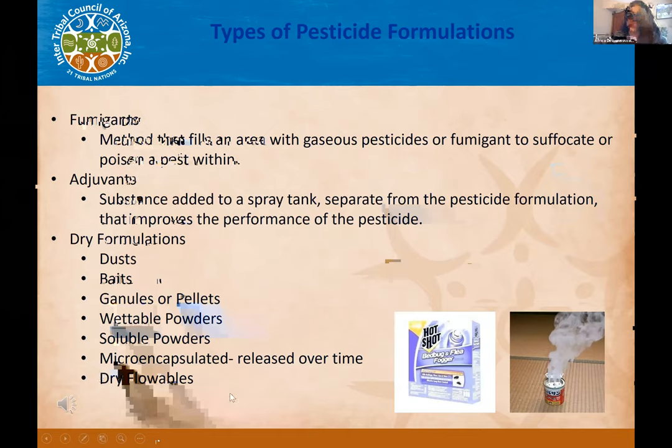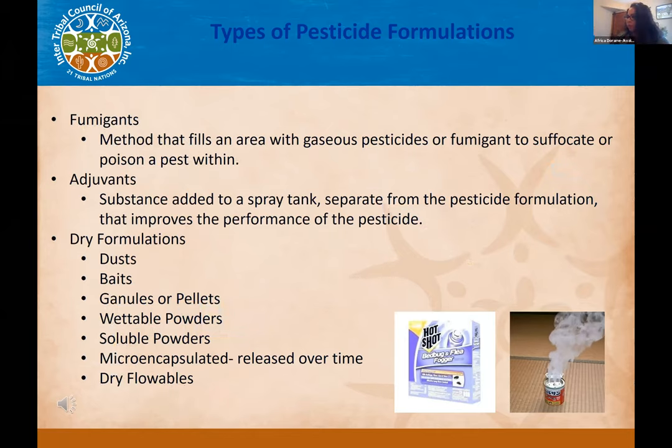Other types of pesticide formulations. Fumigants is a method that fills an area with gaseous pesticides, or fumigate, to suffocate or poison a pest within. Adjuvant is a substance added to a spray tank separate from the pesticide formulation that improves the performance of the pesticide. There are different types of adjuvants.